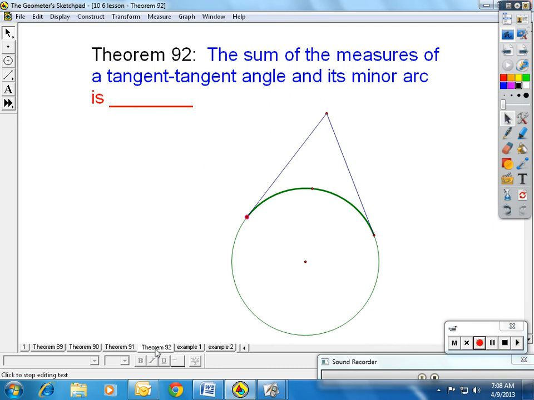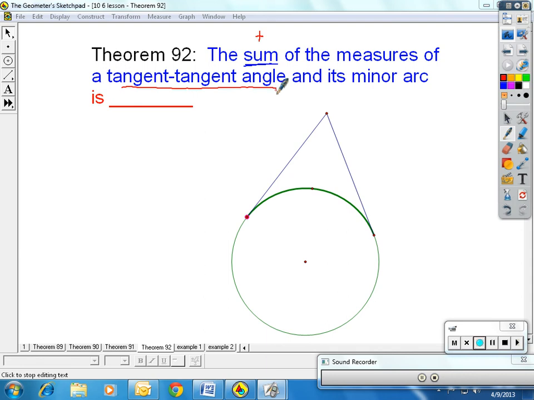Moving on to theorem 92. The sum of the measures of the tangent angle and its minor arc is what? Now, let's piece that apart. Again, the vocabulary. The sum, what does sum mean? That means plus, right? The sum of the measures of the tangent angle.